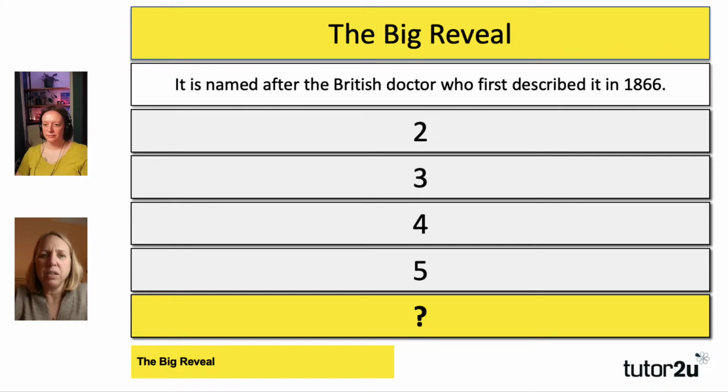So let's start with our first clue. It is named after the British doctor who first described it in 1866. So a little bit of a history lesson there. Any ideas? Not sure it's that helpful, is it? Not really, not unless you sort of know how things first came about. Okay, should we look at our second clue then?